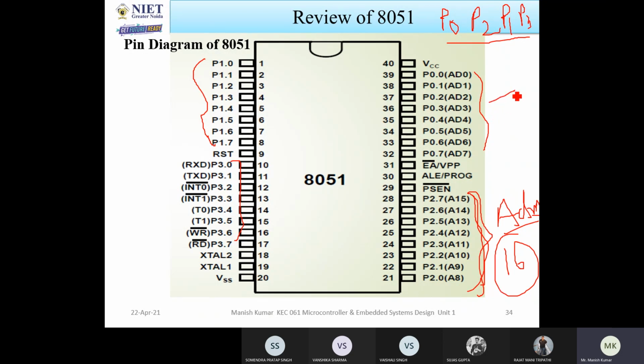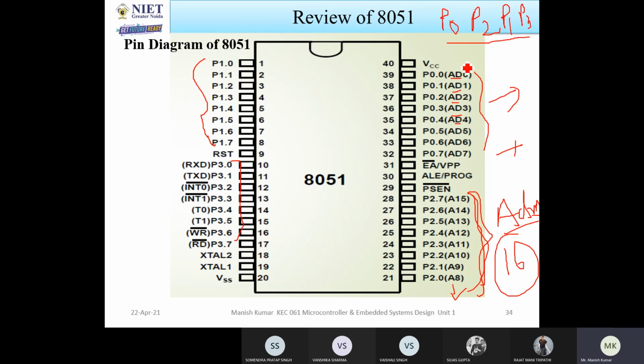It is written from port 0. So when you are combining these two ports, you can get the 16 bit data. That 16 bit is used for the address. So A represents the address. Now you can see from port 0 it is written AD0, AD1, AD2, AD3, AD4, AD5, AD6, AD7.